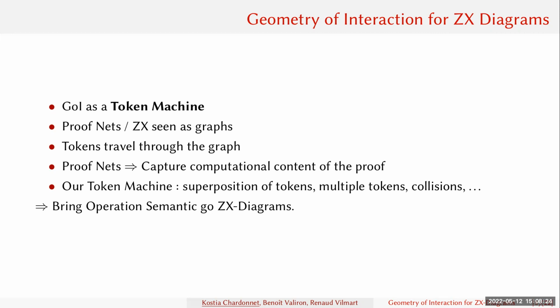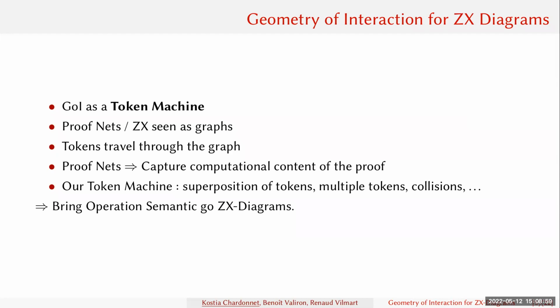What we want to do is relate it with what we call a geometry of interaction. Geometry of interaction is a tool that allows us, in linear logic and proof theory, to analyze the computational content of a proof seen as a graph. So that's what we'll try to do here: look at our ZX diagram as some kind of graph with what we call tokens. You can see a token, intuitively, as information that flows through the ZX diagram.